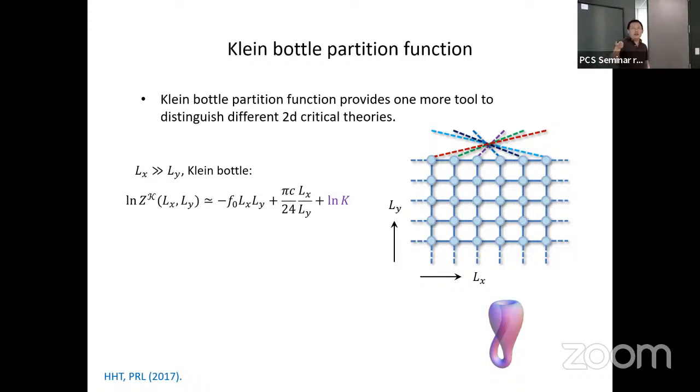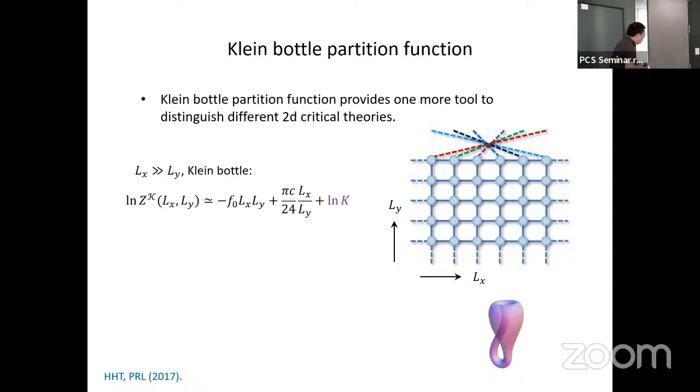So meaning that if it's a lattice model, then this Ising spin would interact with this Ising spin. And it's like introducing an extra reflection on a lattice at a certain row. Just insert this in your partition function, and this is the Klein bottle partition function on the lattice.